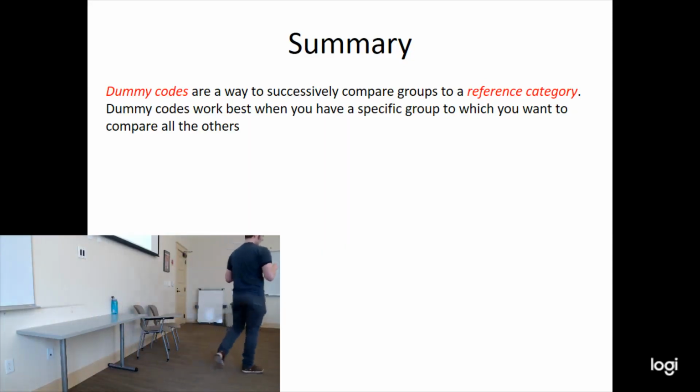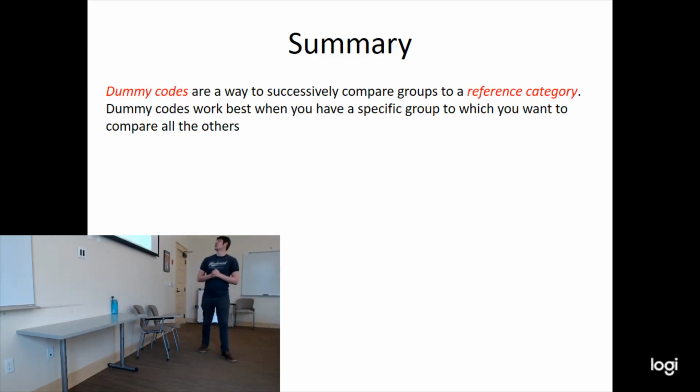So, overall, dummy codes are one way of getting these pairwise comparisons between variables. And generally what you do when you use dummy codes is you designate one of those groups your reference group. That's the thing to which everything else is compared. That allows you to look at a set of comparisons between that reference group and all of the other groups.